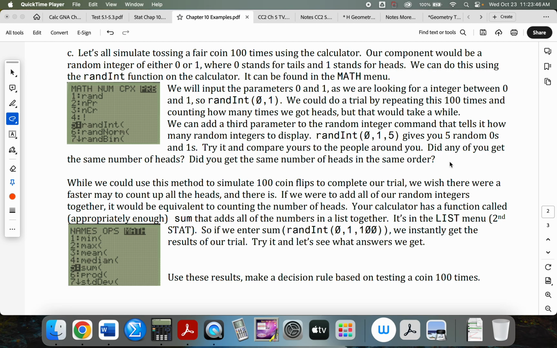So I did this for the TI last year. You can have it sum, and if you added all those numbers together, well, 0 represents tails and 1 represents heads. You could just go, what's the sum of all those? And here's the number of heads, right. And you can figure out the number of tails.